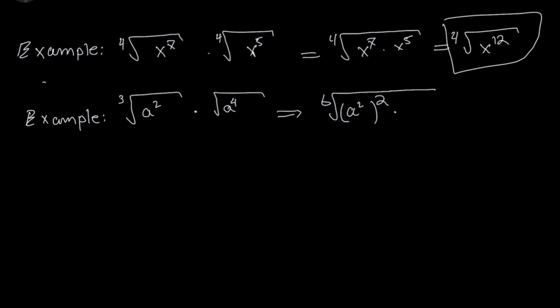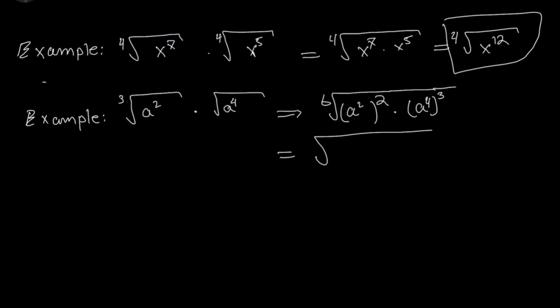Then the multiplication sign stays the same. I'll write down the second radical number here. And 6 divided by degree 2 will give me the power of 3. That will become an exponent of the radical number. And I will explain that.